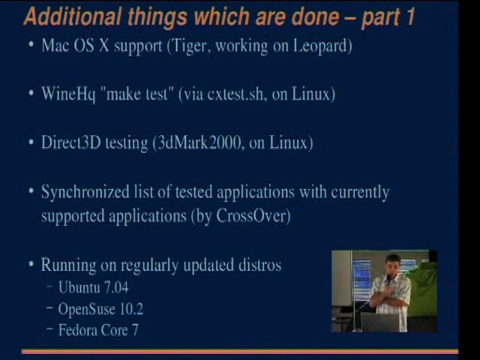There is also Direct3D testing. So far, we have implemented one application, 3D Mark 2000, and as well, it works only on Linux yet. Not on the other platform yet. Then we did the job of synchronizing the tested applications with the applications supported by CrossOver. And we selected the Linux distributions which we actually support. By DistroWatch, we found out that the most used ones are Ubuntu, OpenSUSE, and Fedora Core, so we install them and keep them updated.